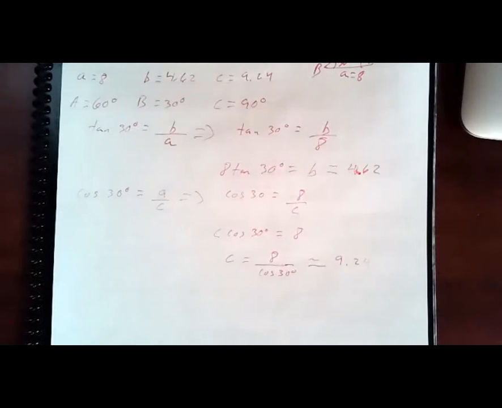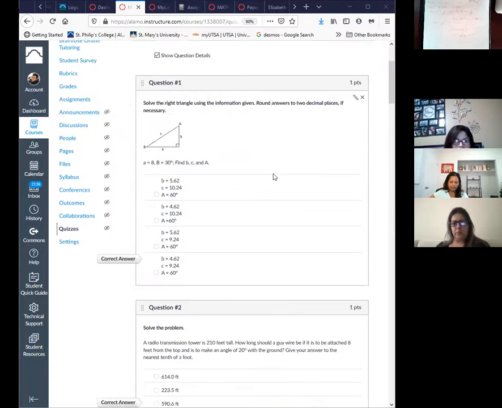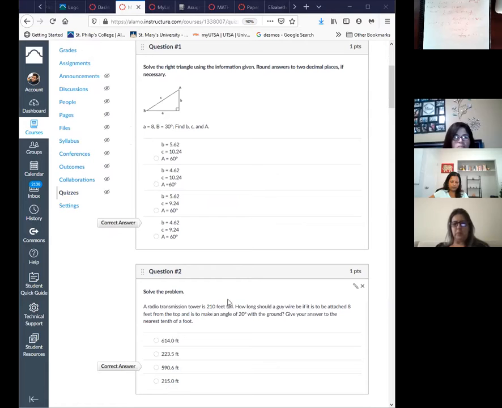Okay, let's see what they got. So it looks like, yeah, A is 60, c is 9.24, and b is 4.62. Let's do this word problem next. Any questions on number 1? Is that okay? Yes. Okay.